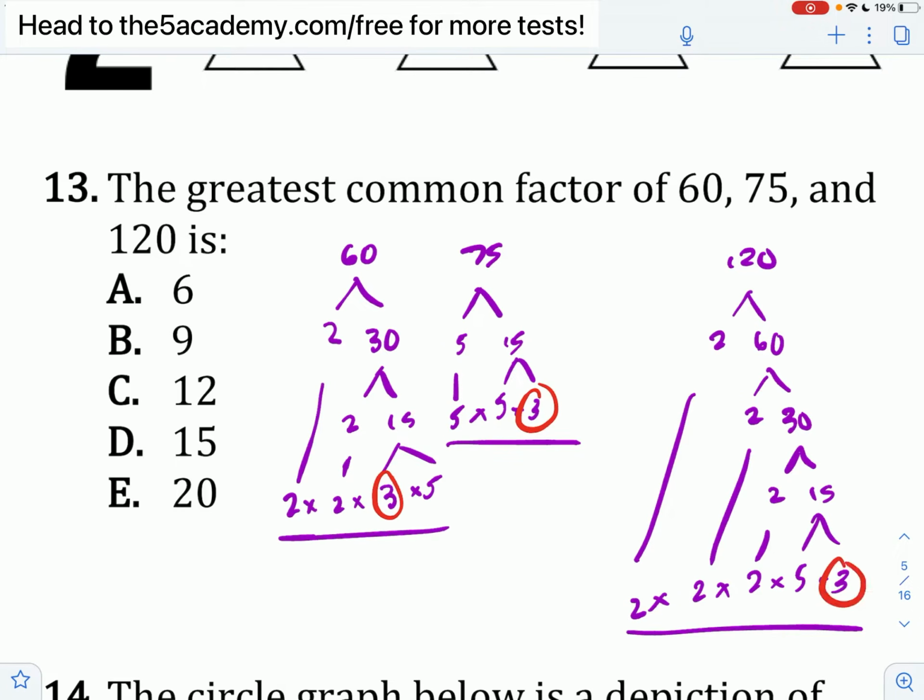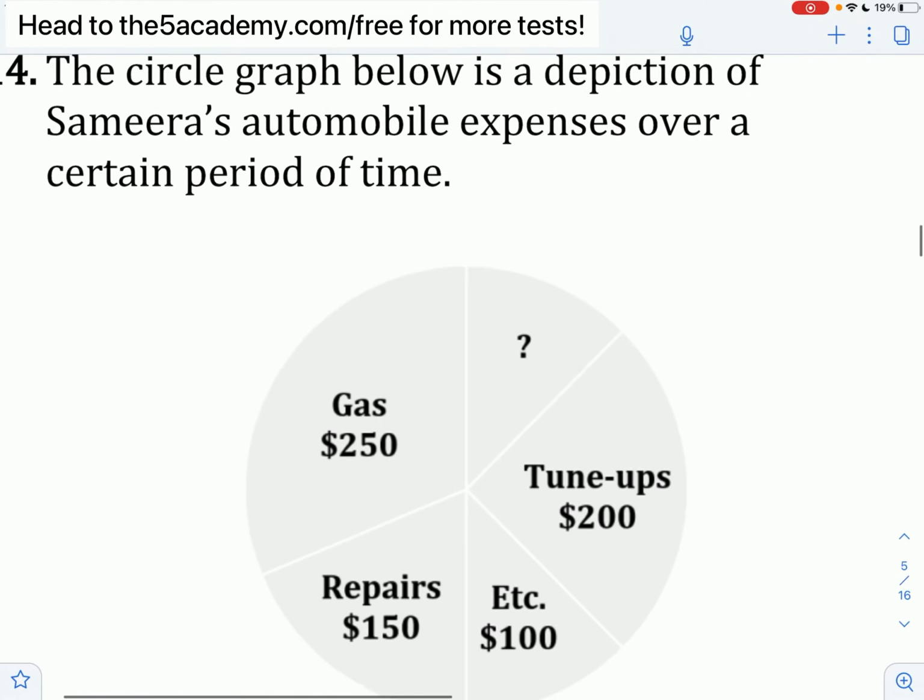What else do they all have in common? They all have a 5. One singular 5. Okay? Whatever numbers they have in common, you multiply them together, and that's your greatest common factor. Because if you think about it, that's the greatest common combination of factors that they all share. So that's the proper, correct way of finding greatest common factor.